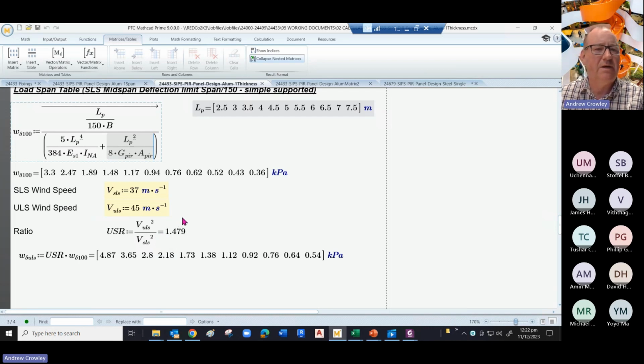And now the new wind code has made it a little bit more complicated by having different ratios in different wind zones. For the purpose of this exercise, we'll just happily use the 1.479. So we pop out with an ultimate deflection limit at 4.87. So this is the load which will cause a 2.5 meter span panel to fail in deflection.